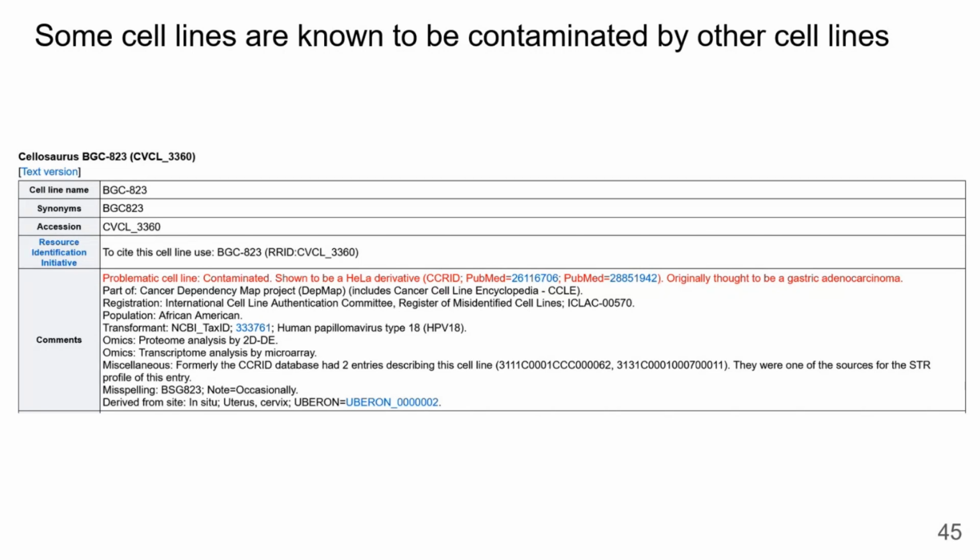So for instance, this is a cell line called BGC823. It is supposed to be a gastric cancer cell line, and it is very, very popular. But multiple publications have now shown that at some point this cell line became contaminated with HeLa, and no longer represents gastric cancer. And there are no known uncontaminated stocks of this cell line. So anytime you see this in a publication and it's supposed to represent a gastric cancer cell line, it is not actually doing that.